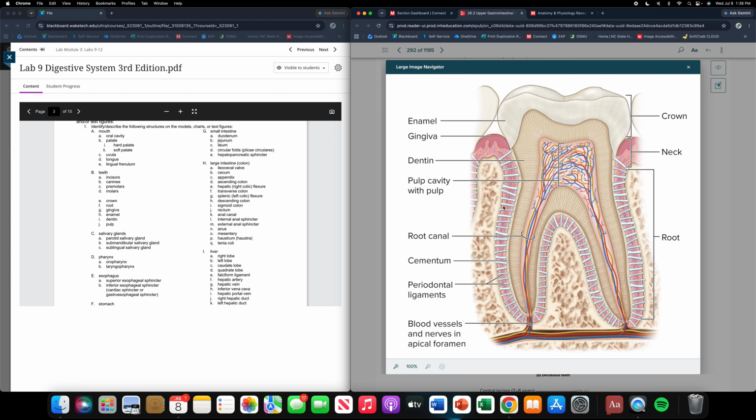Let's see, anything else in there? Dentin, pulp. Yeah, that's really good. So crown, neck, and root are the three main parts of your tooth. And the crown is covered with enamel. Deep to the enamel is your dentin. Deep to the dentin is the pulp cavity with blood vessels and nerves.